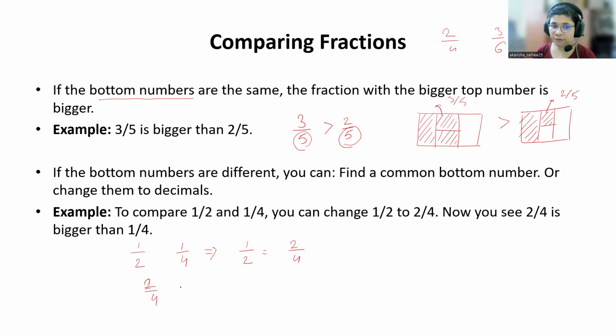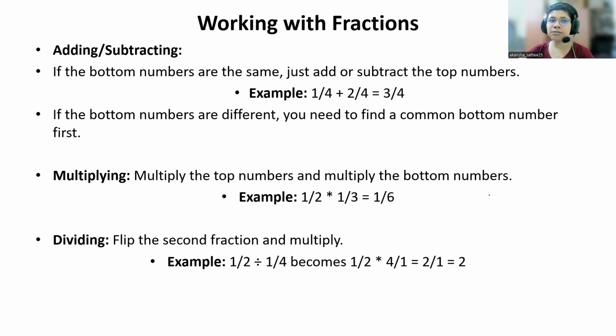So in one place you have 2 by 4, in the other place you have 1 by 4. Now the bottoms are equal. Which one is bigger? Of course, 2 is bigger than 1. So this is bigger. Or alternatively, you can say that 1 by 2 is bigger than 1 by 4. That is how you have to do it. Now you see that 2 by 4 is bigger than this.